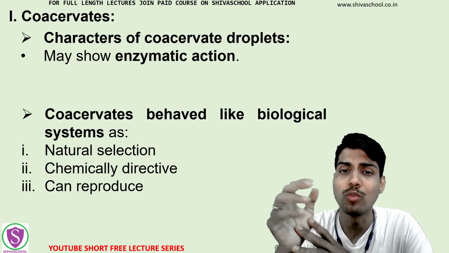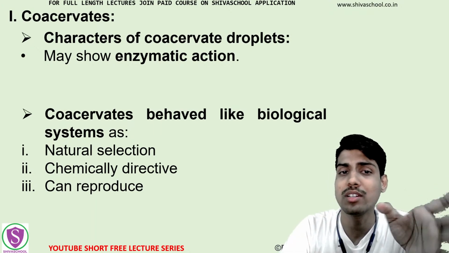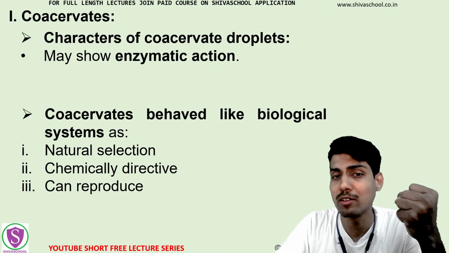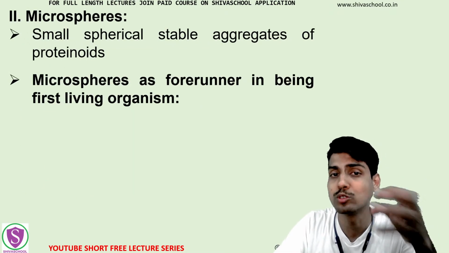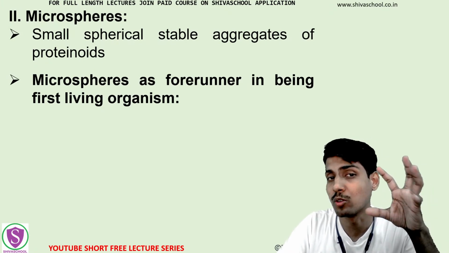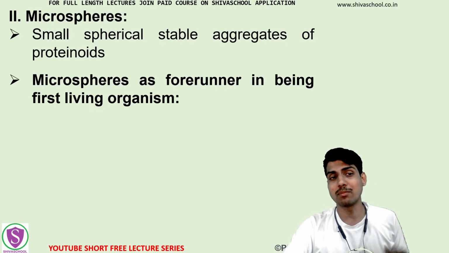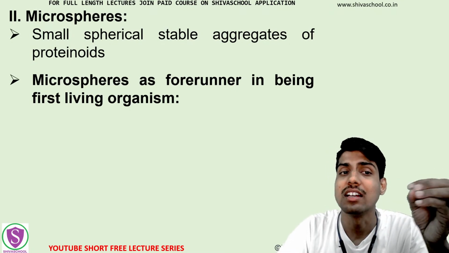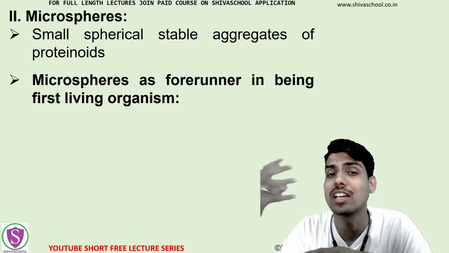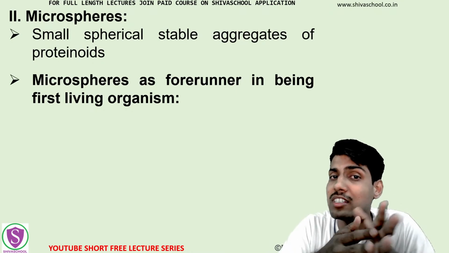Now to form that living cell or living body, there are two options we had: coacervate and microsphere. We already saw that coacervates behave like a biological system, and the microsphere also behaves like a biological system. Between the two, microsphere has more chances, as it has more characteristics that fit this criterion. If a cell was formed first, it was more likely the microsphere. It is a forerunner.